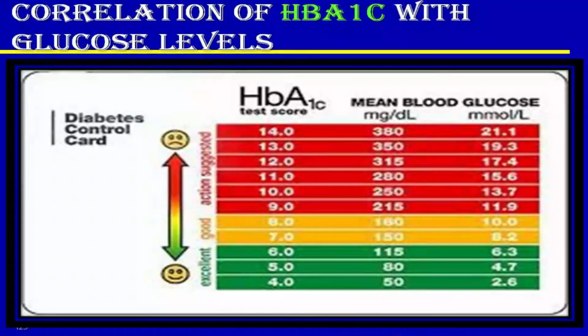At the same time, keep in mind, in patients with various types of anemia, or in patients already with some renal disorders, or in patients with chronic hepatitis, in such conditions we cannot pinpoint the diagnosis of pre-diabetes only with the glycated hemoglobin, because it may also fluctuate with the above mentioned conditions.